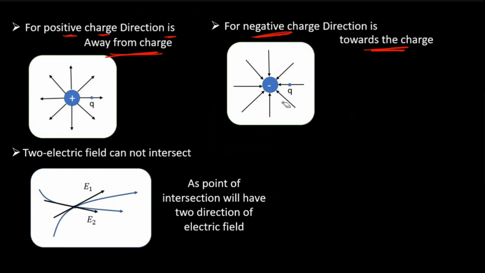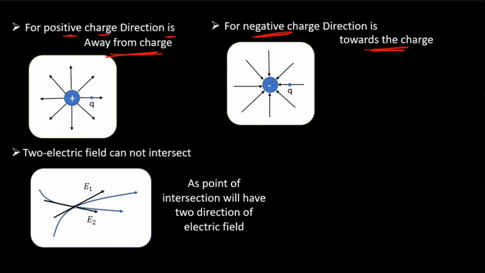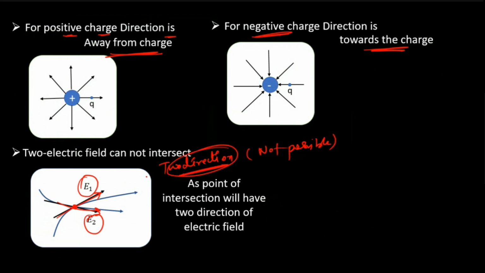Two electric field lines cannot intersect each other, the most important point. Because if they did, then at the same point the electric field line would possess two directions, and one quantity having two directions is not possible. So this is something you need to remember: they cannot intersect ever. Why? Because it would possess two directions, which is not possible.